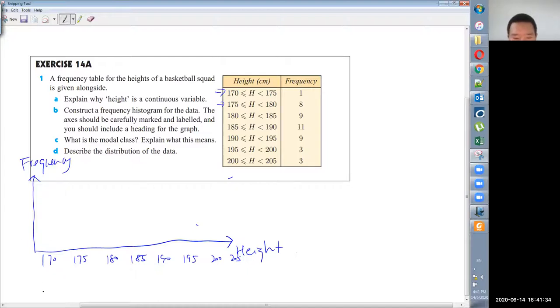So 170, 175. Between these two, you will get one. The highest number is 11, so break it down to 2, 4, 6, 8, 10, and 12. So one is here, from here to here. So this is your one. And 175 to 180 is 8 of them, so it means here. Then you have 9 of them for the next range, so 9 is somewhere here. And 11 for the next range.